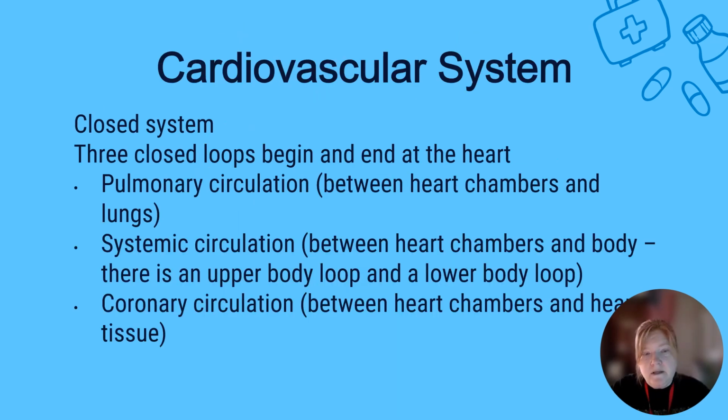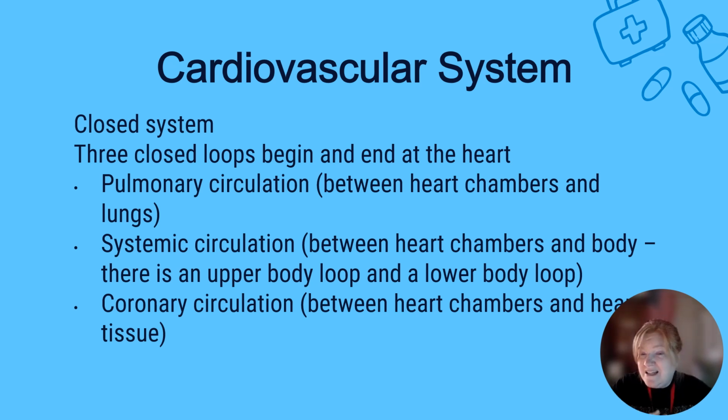Our cardiovascular system is a closed system. There are three closed loops that begin and end at the heart. So there's pulmonary circulation that goes between the heart chambers and the lungs. There's a right loop and a left loop. There's systemic circulation between the heart chambers and the body. There's an upper body loop and a lower body loop. And then there's coronary circulation. That's between the heart chambers and the heart tissue itself.